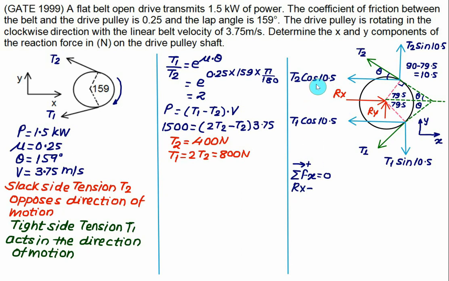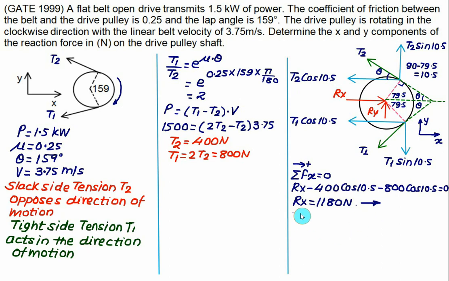So Rx value will be taken as positive. Then T2 cos 10.5 is a negative value and T2 is equal to 400. So we have 400 into cos of 10.5 minus T1, which is 800 into cos of 10.5, equal to 0. Using this we can find out the value of Rx. So this reaction comes out to be 1180 Newton. And the answer is positive, which means the assumed direction is correct, that is rightward.